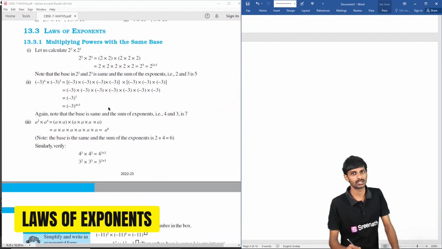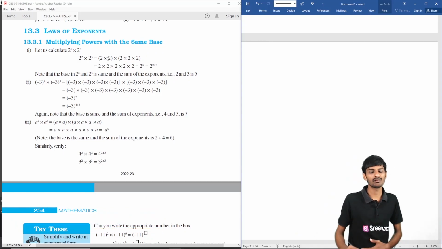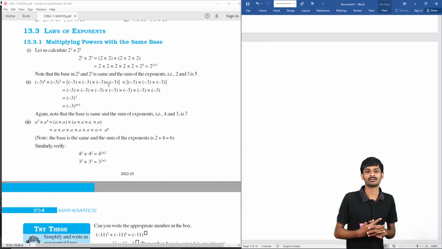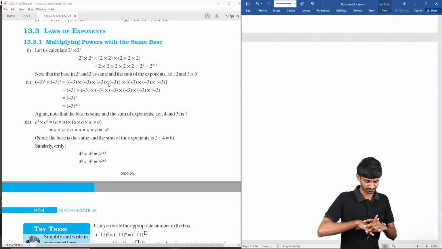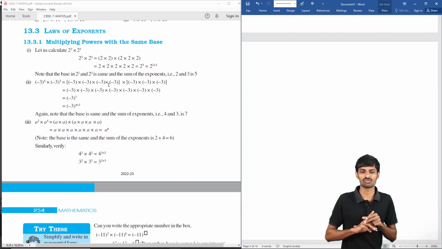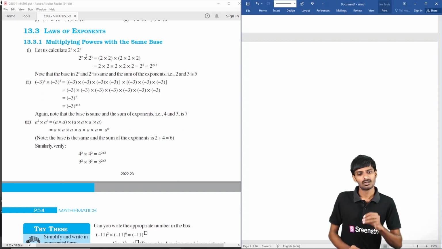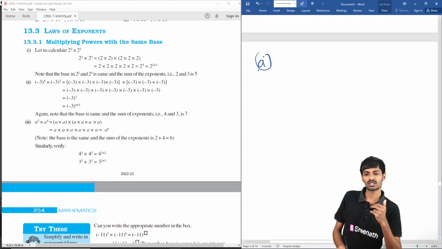So laws of exponents. Okay, students. Multiplying the powers with the same base. Multiplying the powers with the same base. Okay. So if you see here in this situation, exponents have some laws we are going to discuss. The first subtopic here we are encountering, there are same bases and we are multiplying it.